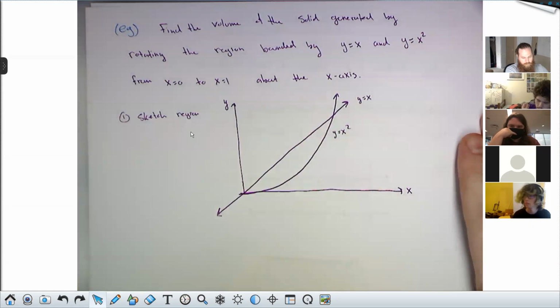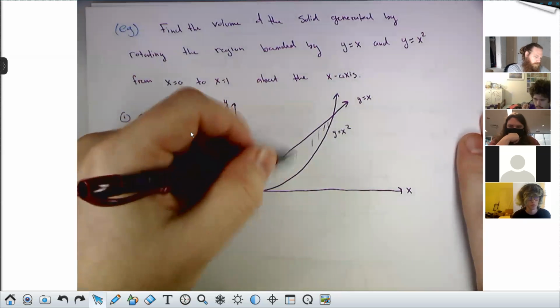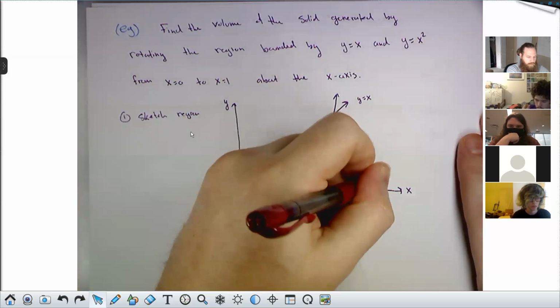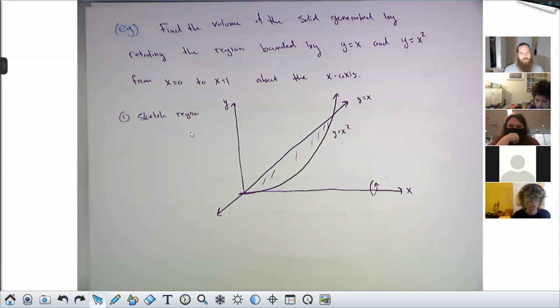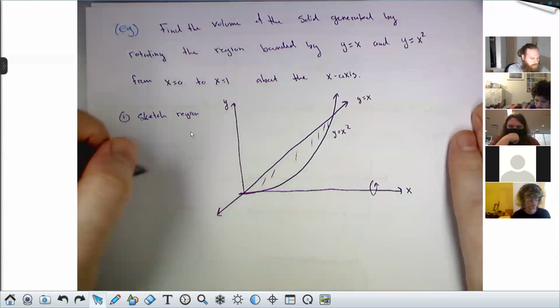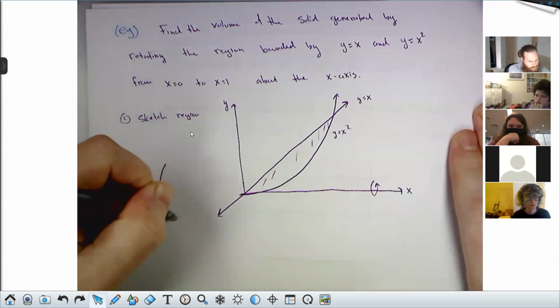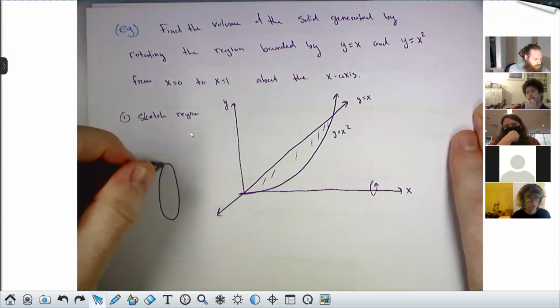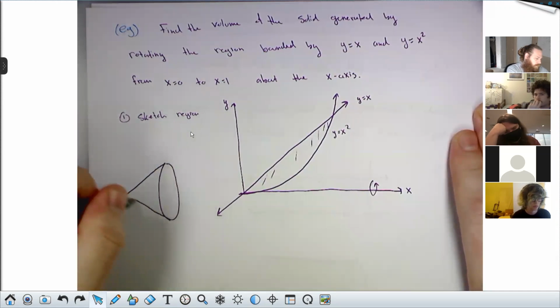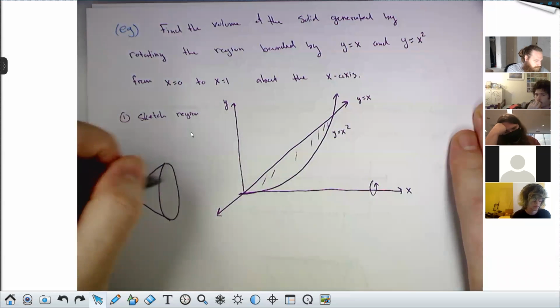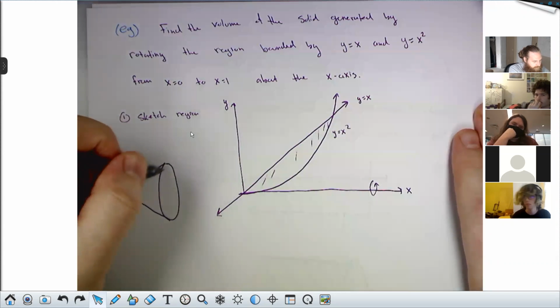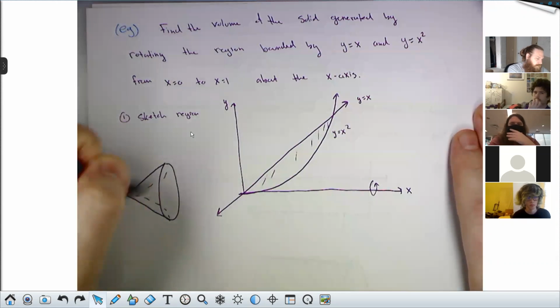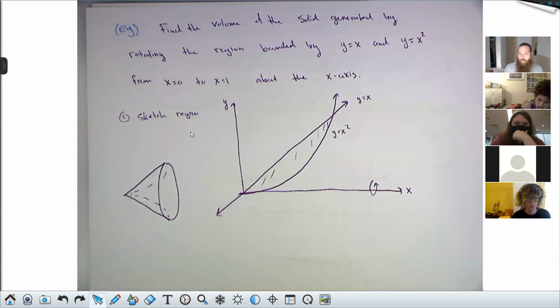I want to take that region and rotate it around this axis. The solid that you're going to get here is a little bit weird looking. On the outside, it looks like a straight cone. But on the inside, it's kind of, I don't know how to say this, like bloopy. It's like convex on the inside. It's kind of like a cone with the middle puffed up, with the inside all puffed up.